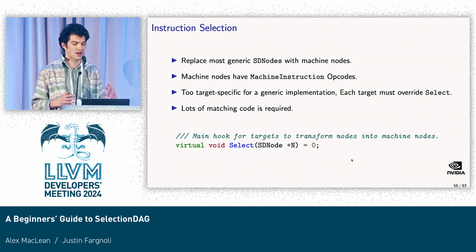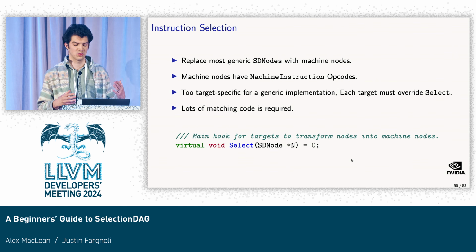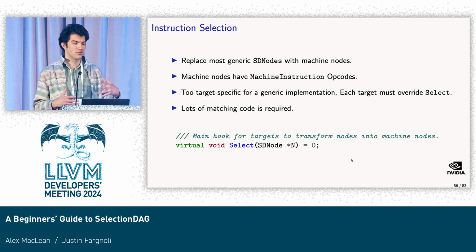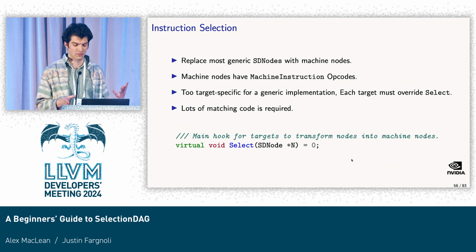Unfortunately, this is too target specific for a generic implementation. So for all the previous stages, we maybe implemented some callbacks or we filled out a table, and then SelectionDAG took it from there and did most of the work for us. That's not the case for select.